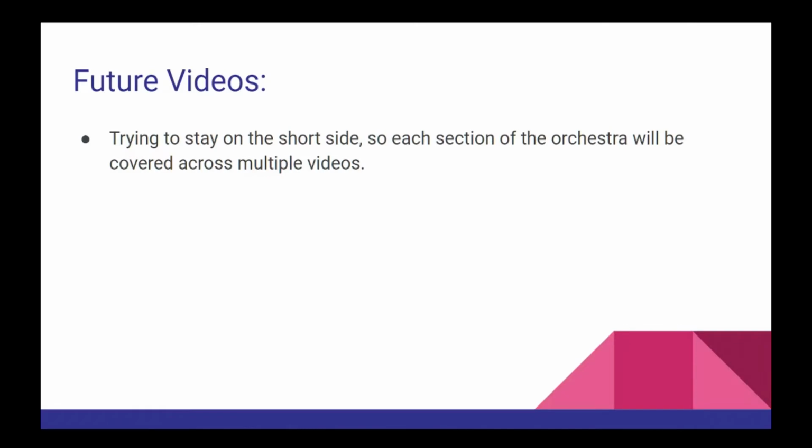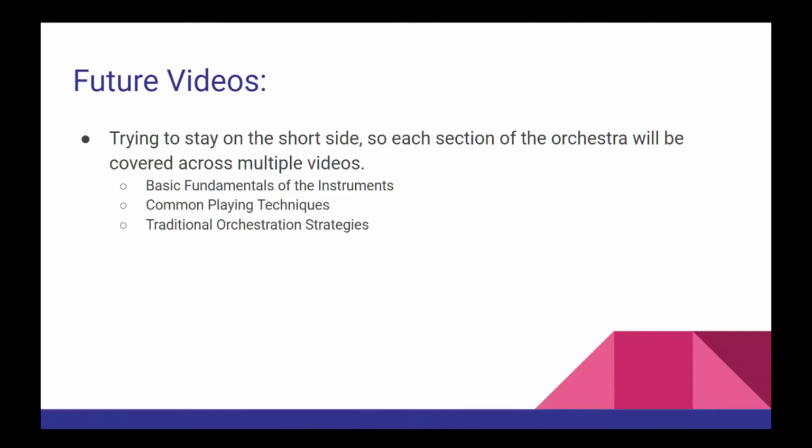Now, there's a ton of information that we need to cover, and I'm trying to keep these videos a little on the short side, so as we begin looking into each section of the orchestra, I'm going to start spreading out all of the information across multiple videos. For example, in this video, we're going to look at the basic fundamentals of the stringed instruments. We'll discuss how they create their sound, their range, their primary roles, and just some general tips on writing for them. In the next two videos, we'll cover more common playing techniques and traditional orchestration strategies, respectively. Now, with that out of the way, let's dive on in.